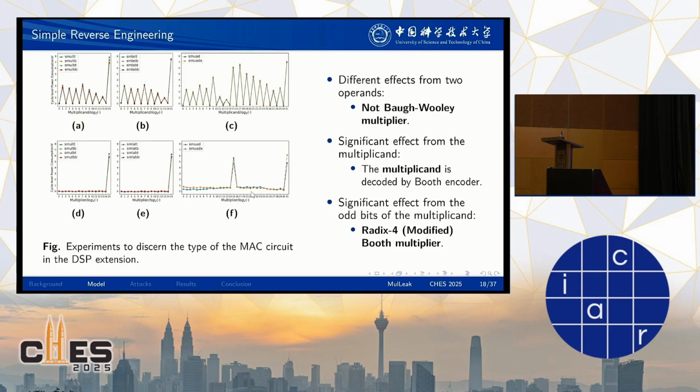Our experiments show different effects from the two operands, so it is not a non-Booth multiplier. The decoded operand is the multiplicand, and there is a significant effect from the odd bits of the multiplicand, which is consistent with the power feature of the radix-4 Booth multiplier.